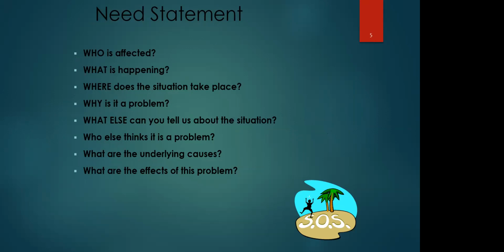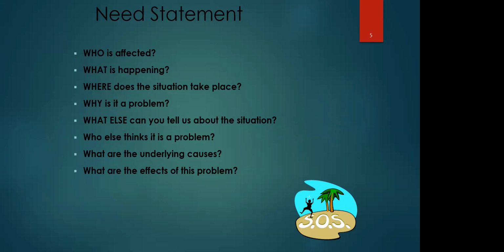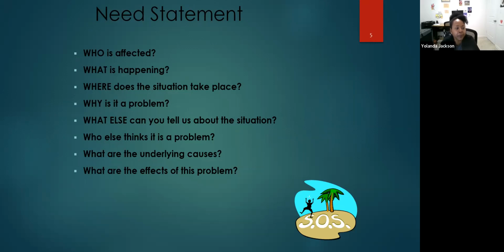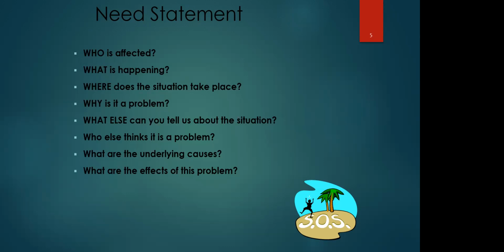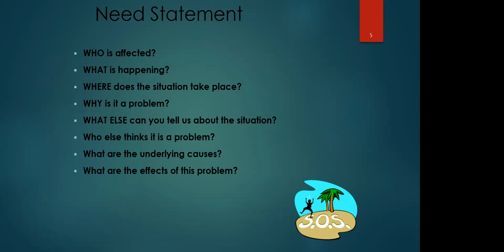Read it for me. So the need statement is who is affected. What is happening? Where does the situation take place? Is it in Tampa, New York, Chicago? So we need to specify. Okay. Why is it a problem? We know what the problem is, we know who is affected, but why is it a problem? What's the reason for the problem?